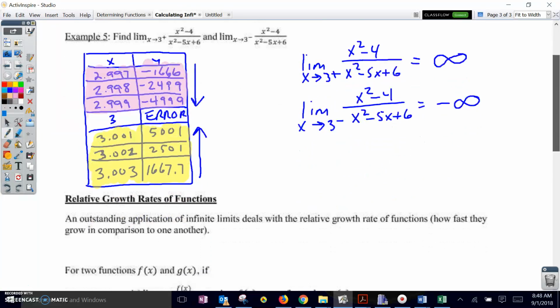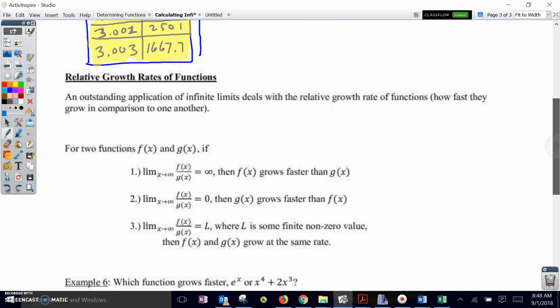Okay, on to examples 6 and 7 on relative growth rates. You can read through the ideas here on what determines when one function grows faster than the other, or when they grow at the same size, that I'm going to use here. Make sure you understand those.